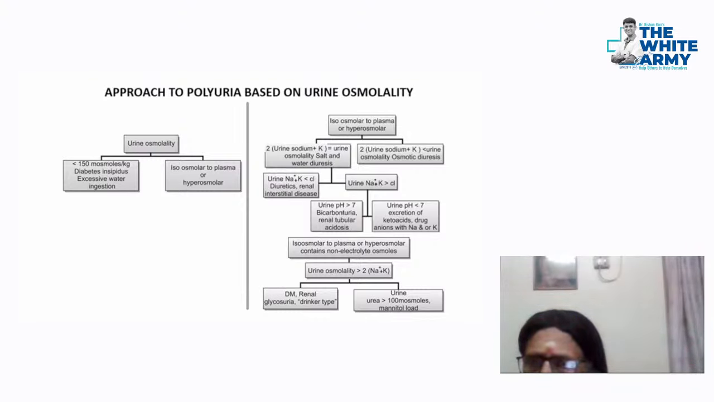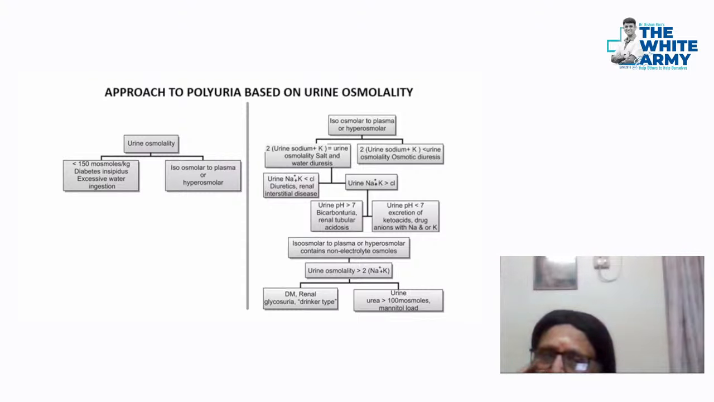So urine that is isoosmolar to plasma or hyperosmolar contains non-electrolyte osmoles. There the urine osmolality will be more than 2 into sodium plus potassium. Diabetes mellitus, renal glycosuria, and dextrose-type hyperglycemia, etc., are important causes. If the urine urea is more than 100 osmoles, it can also contribute to this situation. So, very simply, you have to measure urine osmolality. You have to measure urine sodium, potassium, chloride along with pH. You find out which section of the figure it belongs to.